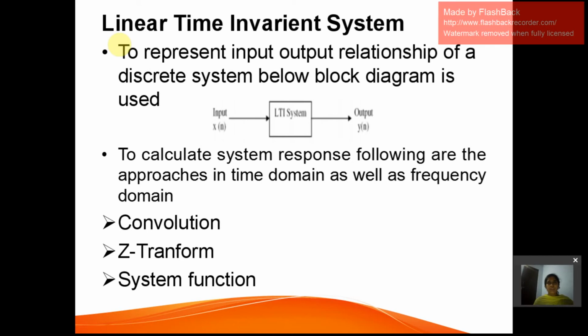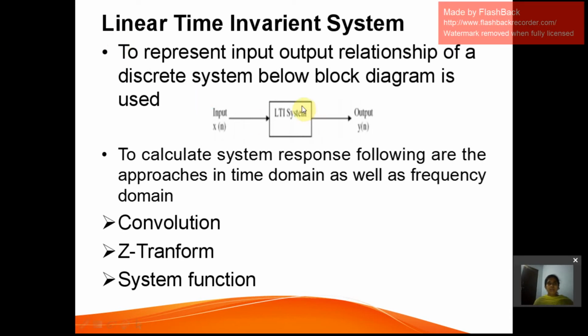In this abbreviation itself, we can divide linear time invariant systems into two parts: what is a linear system and what is a time invariant system. A system to which the superposition theorem can be applied is called a linear system. If the input-output relationship of that system remains the same at all times, then we call that a time invariant system. If a system satisfies both linearity as well as time invariance, we call it a linear time invariant system.